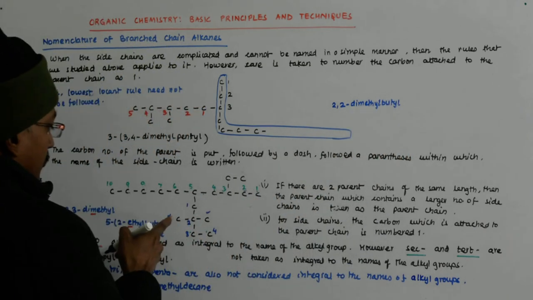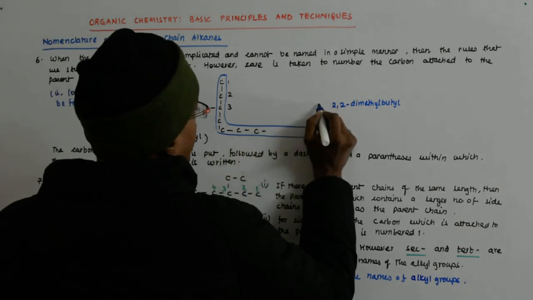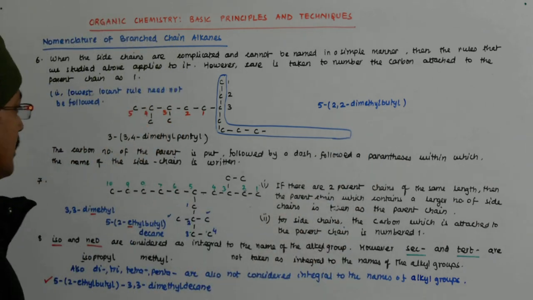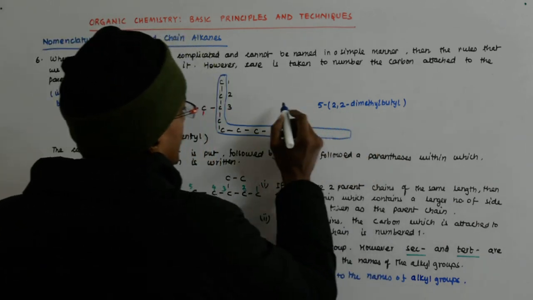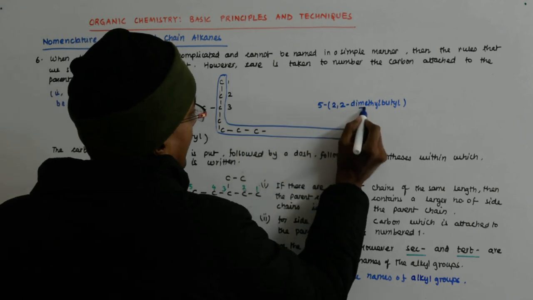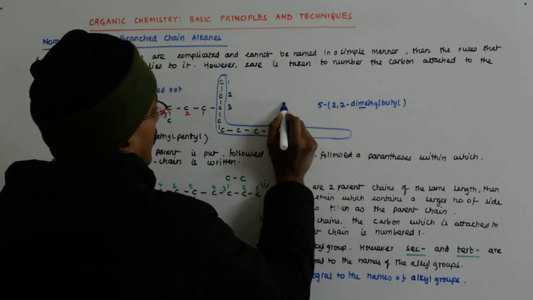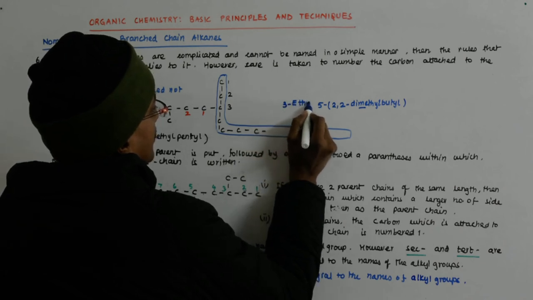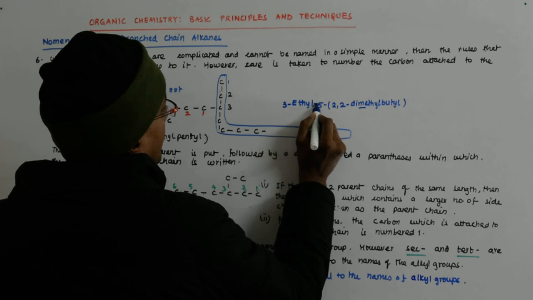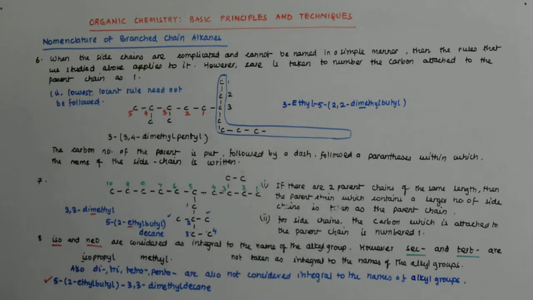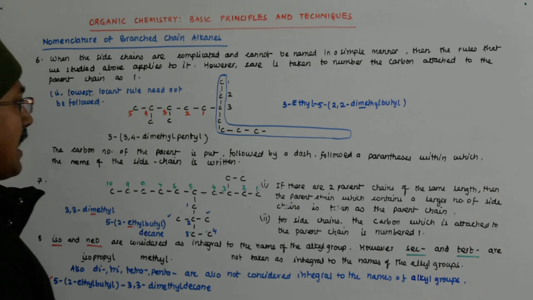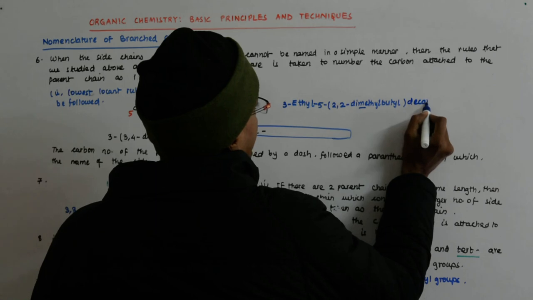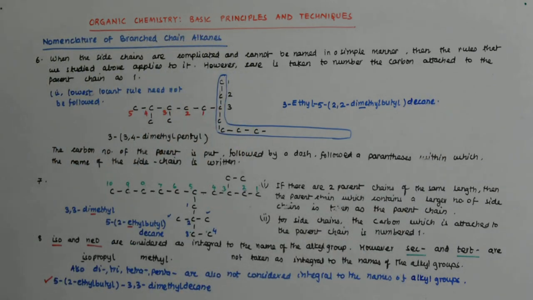Okay? And that was attached at carbon number 5. So this. And there would have been a 3-ethyl. See the M of this. The ethyl E of the ethyl would have preceded the three ethyl. 5-2-2-dimethyl-butyl-decane.